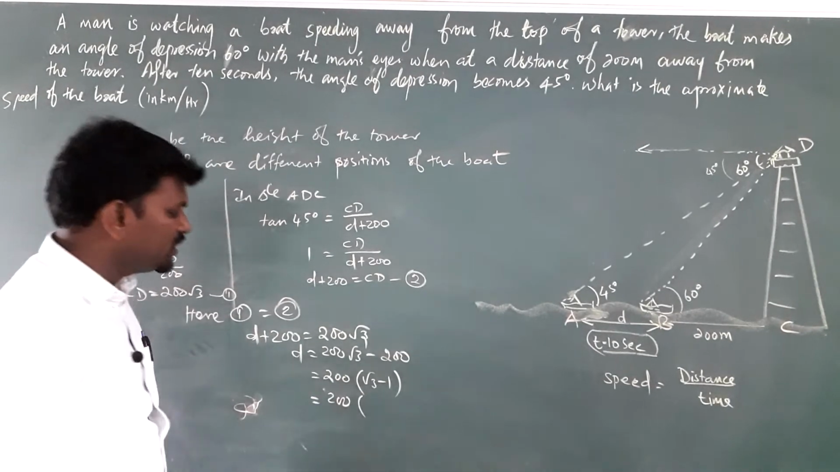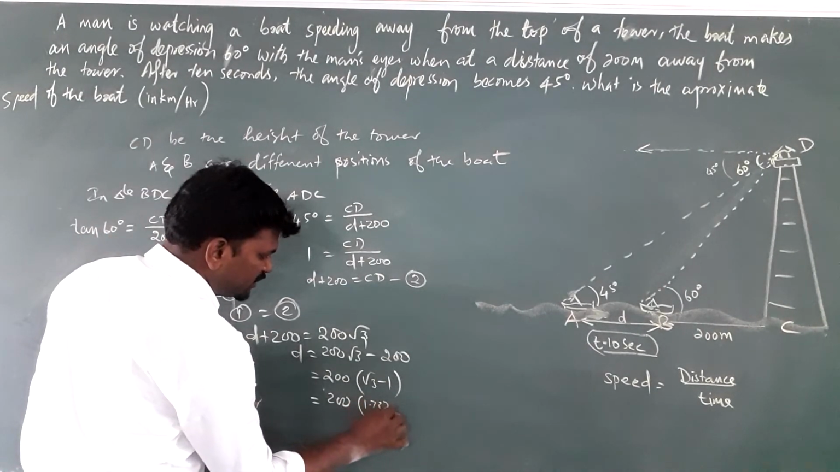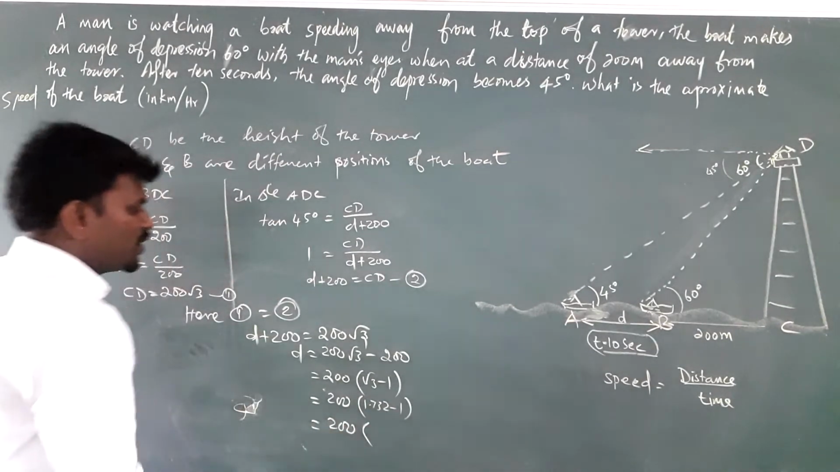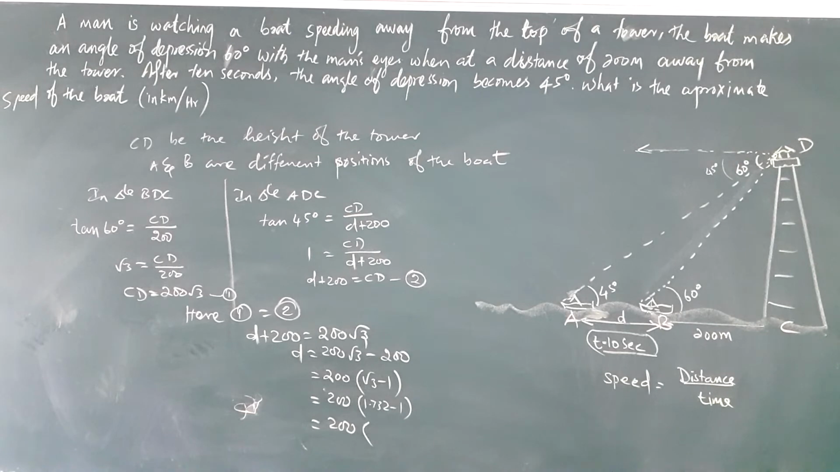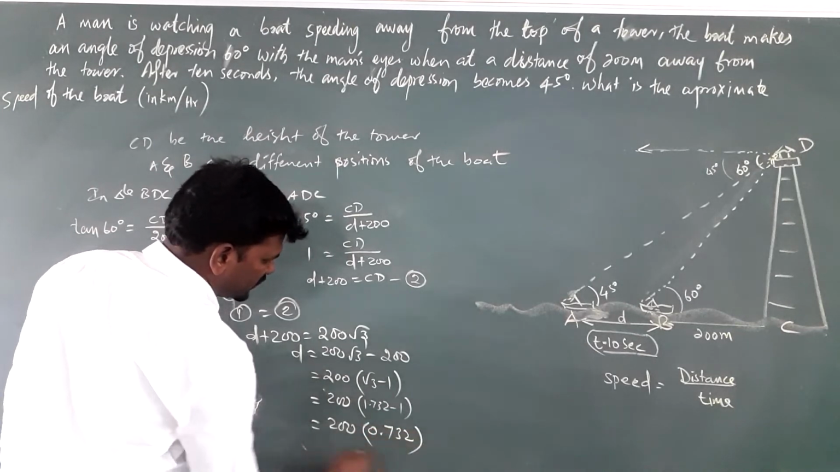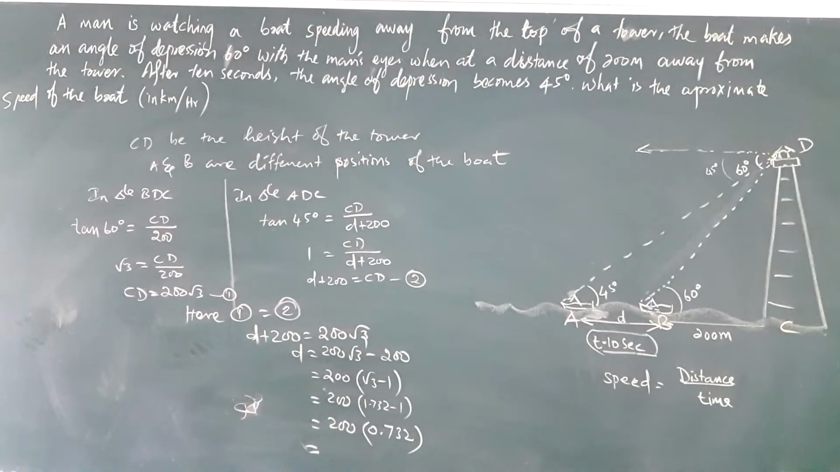200 root 3 is equal to 1.732 minus 1. 200 into 1.732 minus 1 is equal to 0.732.